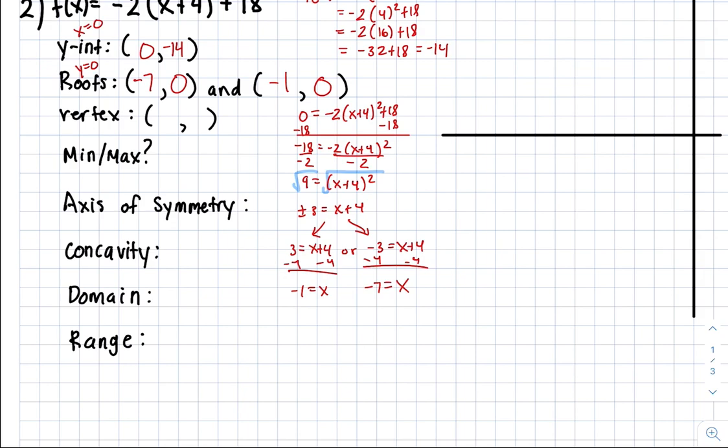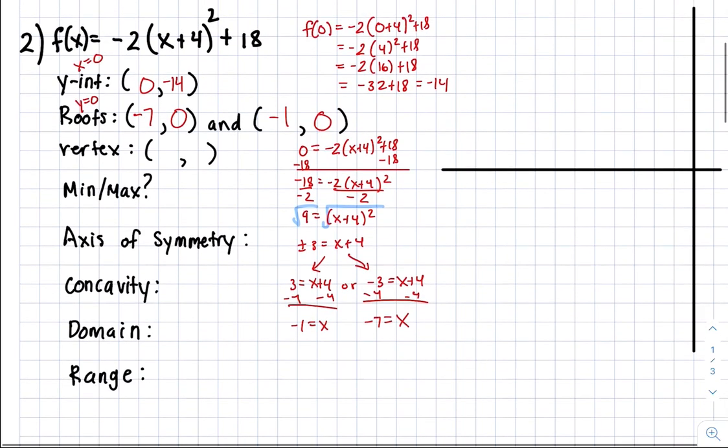Okay, vertex. Remember, this is already in vertex form, and you know that because it's raised to a second power. So we're going to have this 4, so it's going to be negative 4, right? And this is positive 18, so this is going to be 18. These are the same. These are the ones that are different. Okay, axis of symmetry is just the x value of the vertex, so that's just x equals negative 4.